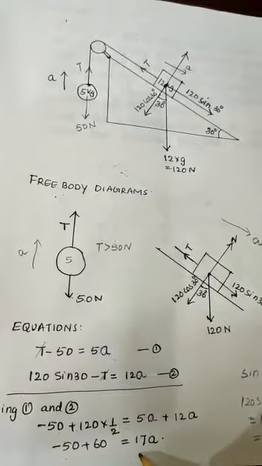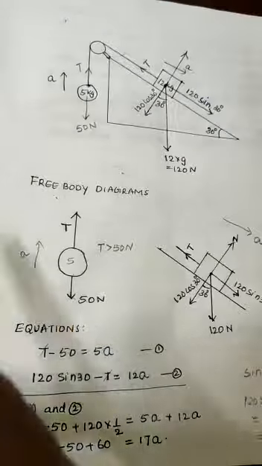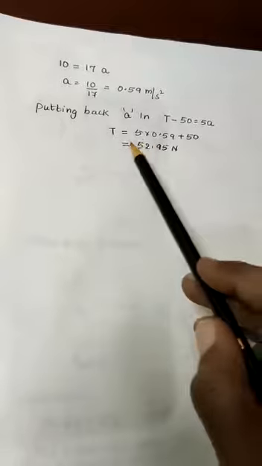Now, on solving this, you get 10 equals 17a, and a equals 10 by 17, which is 0.59 meter per second square. If you substitute the value of a in T minus 50 equals 5a, you get the tension as 52.95 Newton.